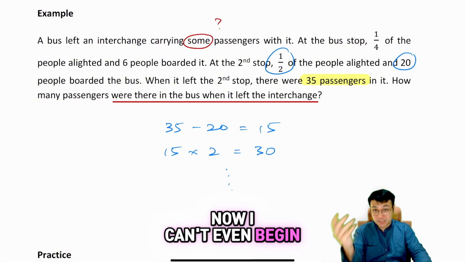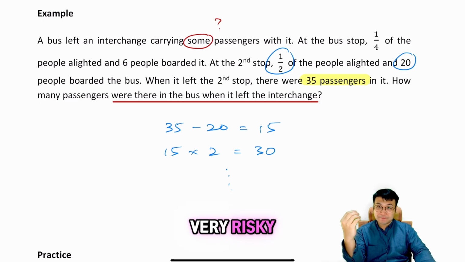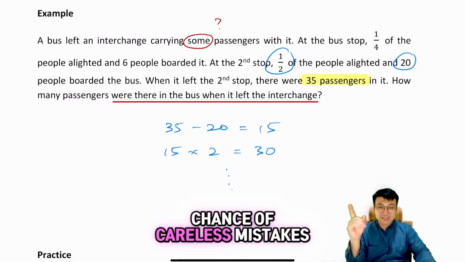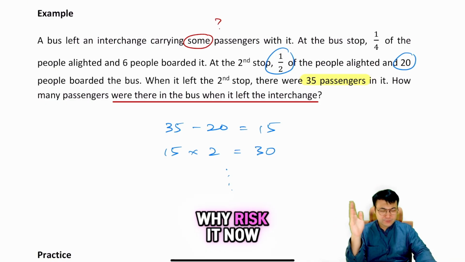Now, I can't even begin to start reading it backwards because it's going to be very risky. If you do that in the exam, there might be a high chance of careless mistakes. Not to mention, if there's a much smarter way to do it, why risk it?